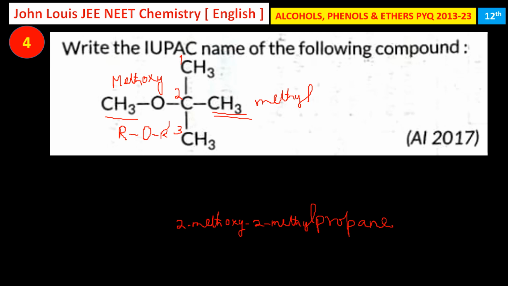You have to see that after the number you have to put a hyphen. And if any number comes in the middle, you have to put a hyphen on either side of the number. Before 2 and after 2 here. So 2-methoxy-2-methyl propane. Hope you understood this and it's very clear to you.